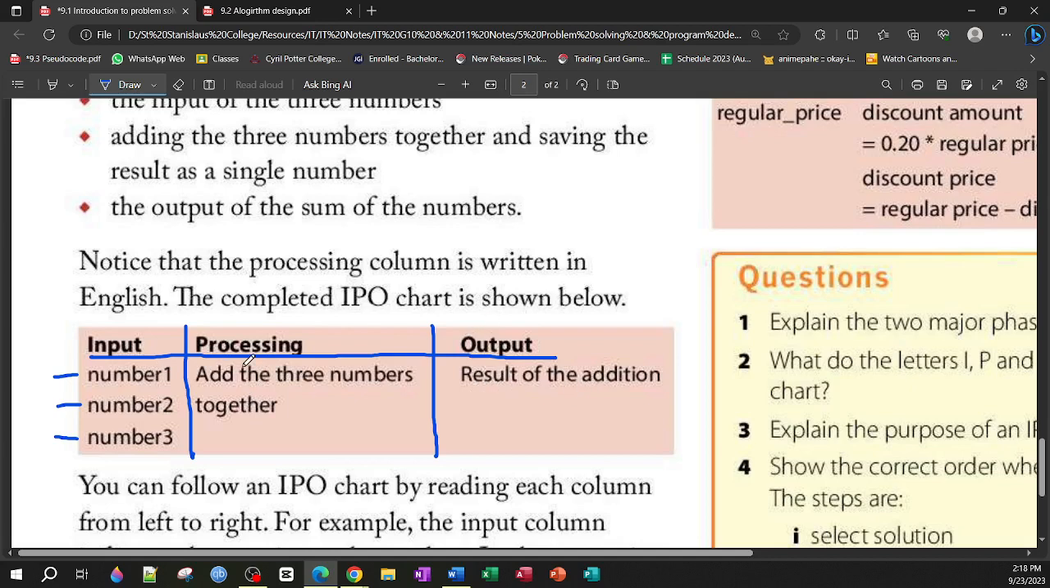So it's that simple. The IPO chart, 3 columns, documenting what should be inputted into the algorithm, these 3 numbers here, what should be processed, what should be calculated, what should be manipulated, and what should be the output from that program or algorithm. Think you guys clear on that?